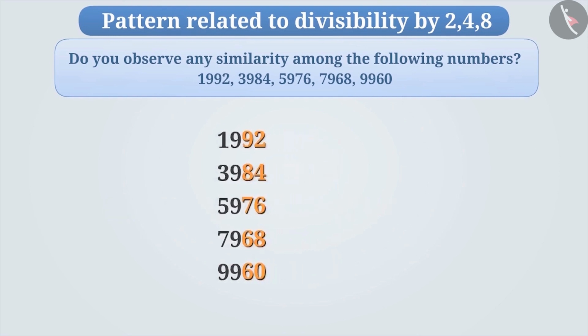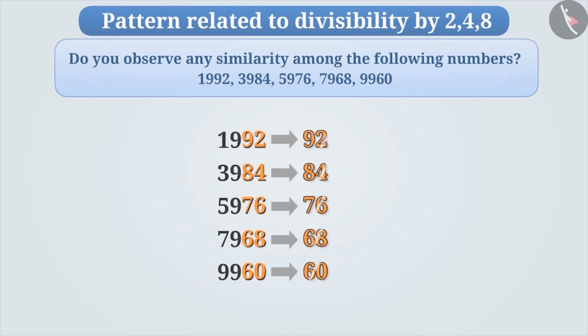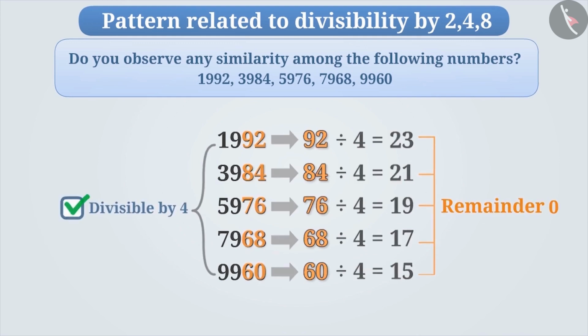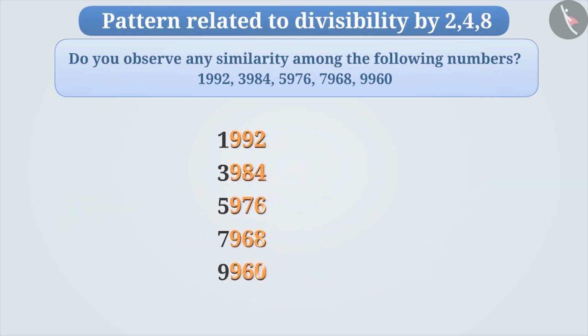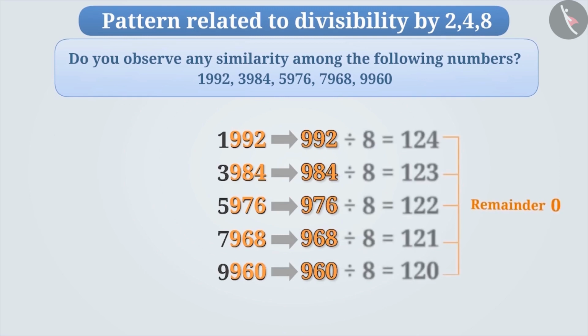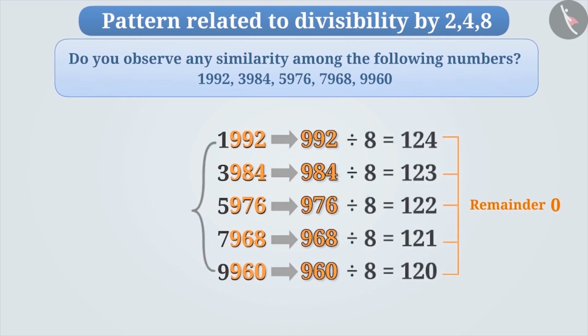If we observe the number formed by the last two digits of these numbers, then they are divisible by 4. Therefore, we can say that these numbers are also divisible by 4. Similarly, if we observe the number formed by the last three digits of these numbers, then they are divisible by 8. Therefore, the given numbers are divisible by 8 also.